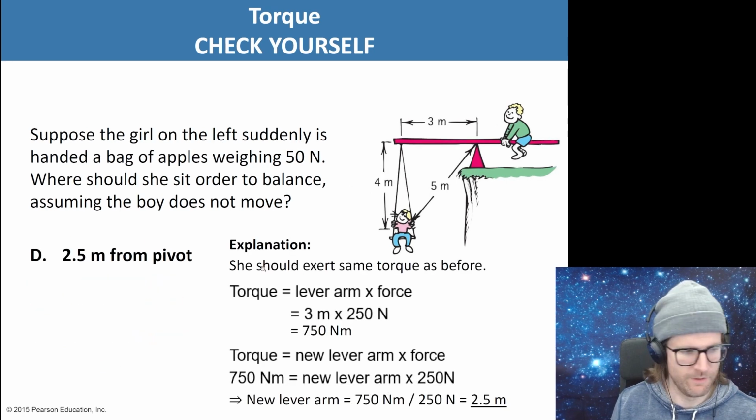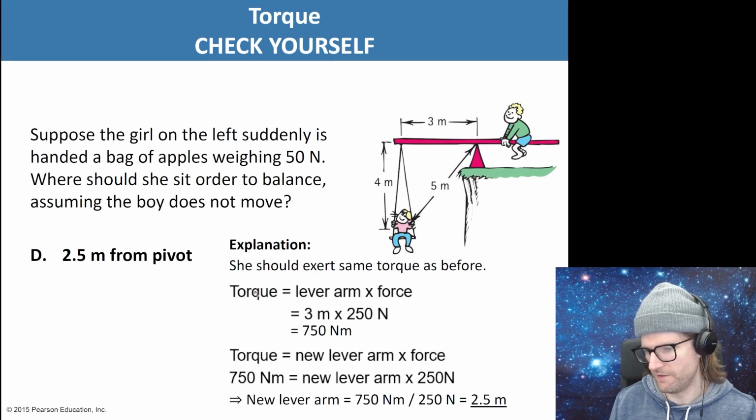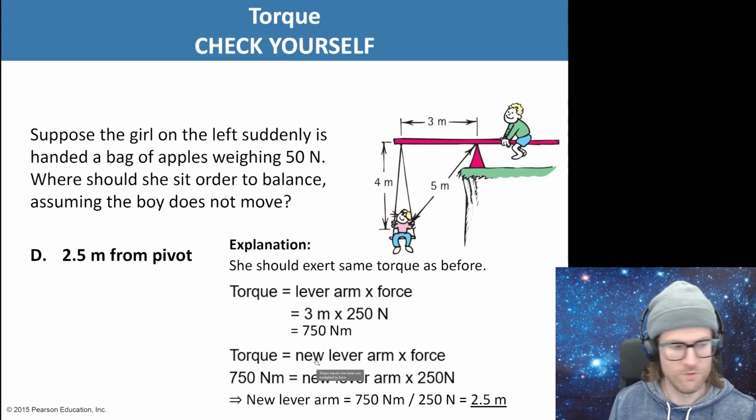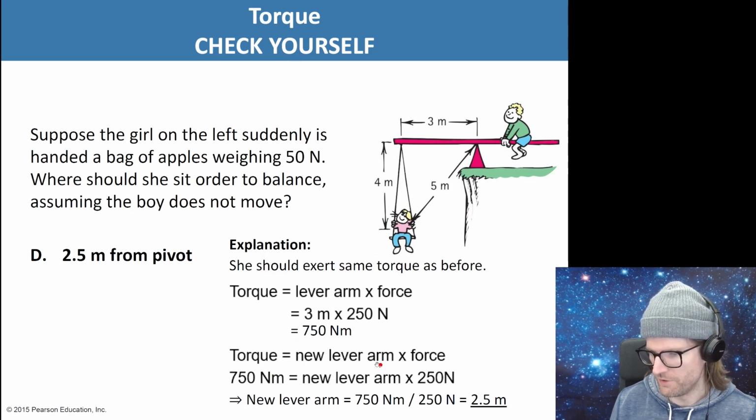And then I see this explanation here, and it doesn't make sense to me, because the original torque is 3 meters times 250. That must be her original weight. That's 750 Newton meters. And the new torque is going to be the new lever arm times the new force. And then they plug in the force and the torque, and they get the new lever arm to be 2.5.